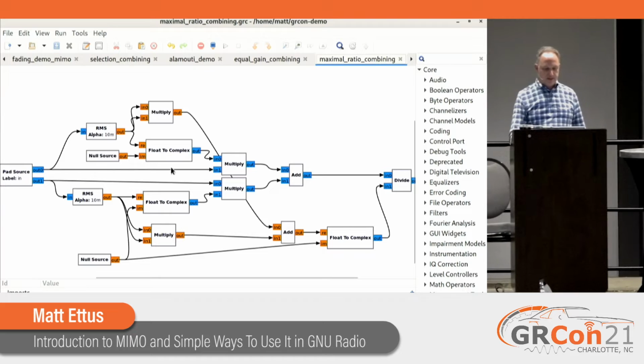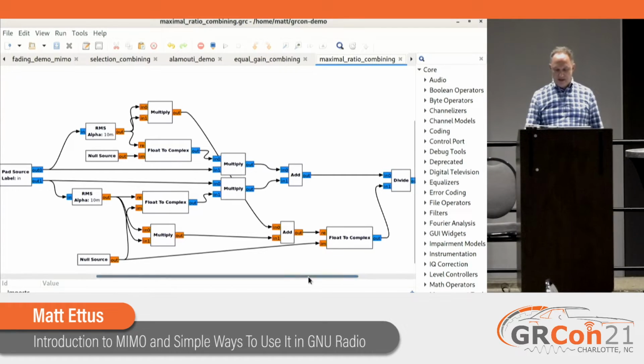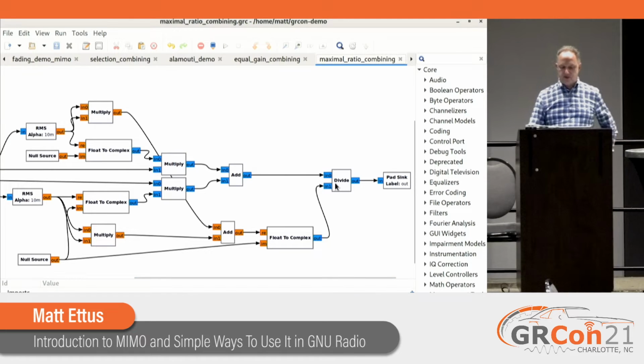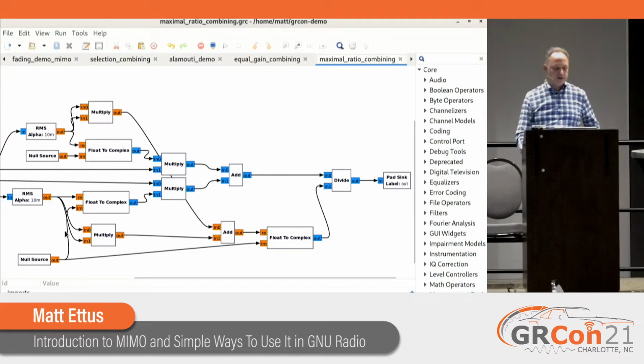So we have the two signals coming in, and they pass through these multiply blocks and added together, and then they're scaled by the sum of the powers, and then comes out, and then this stuff up here is just the power estimation, the SNR estimation.